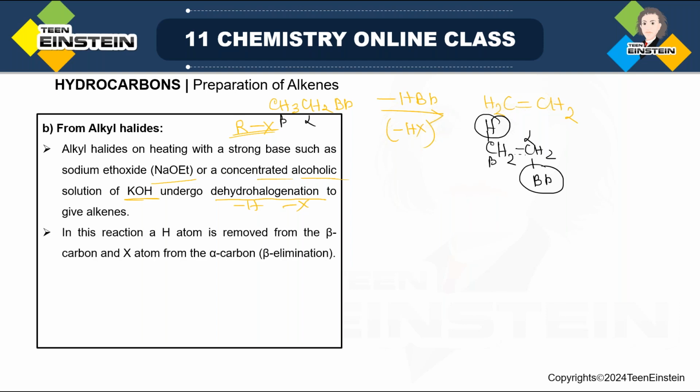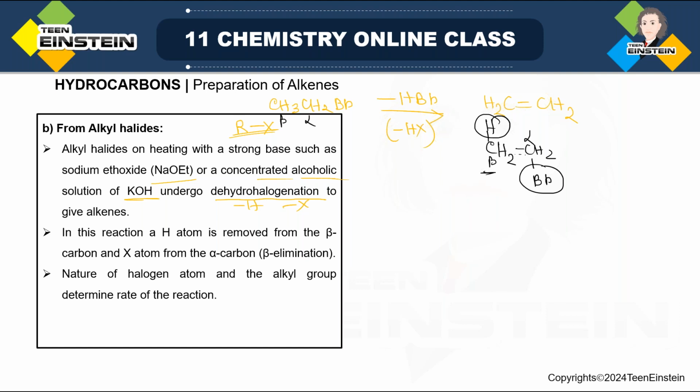Okay. So H is removed from the beta carbon. So you can say beta hydrogen removal, and X will be removed from the alpha carbon. Because the carbon with which X is attached, we are calling it alpha carbon, and the next carbon we are calling it beta, and the next one will be gamma, like this. Now this reaction is also known as beta elimination because H is removed from beta.